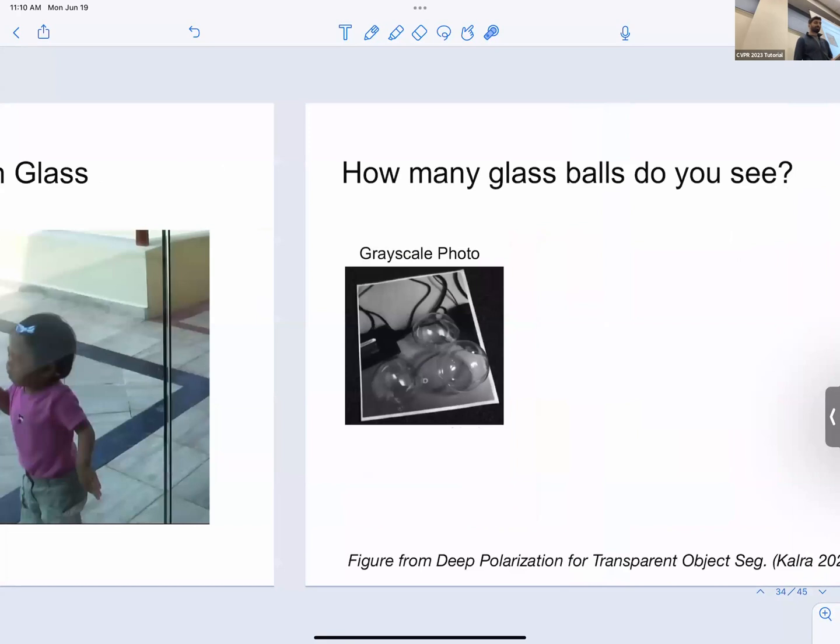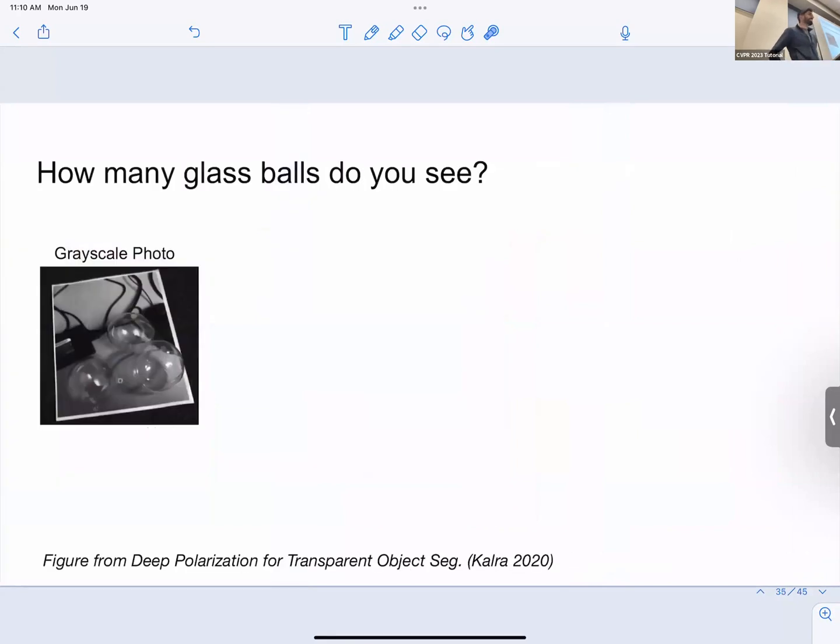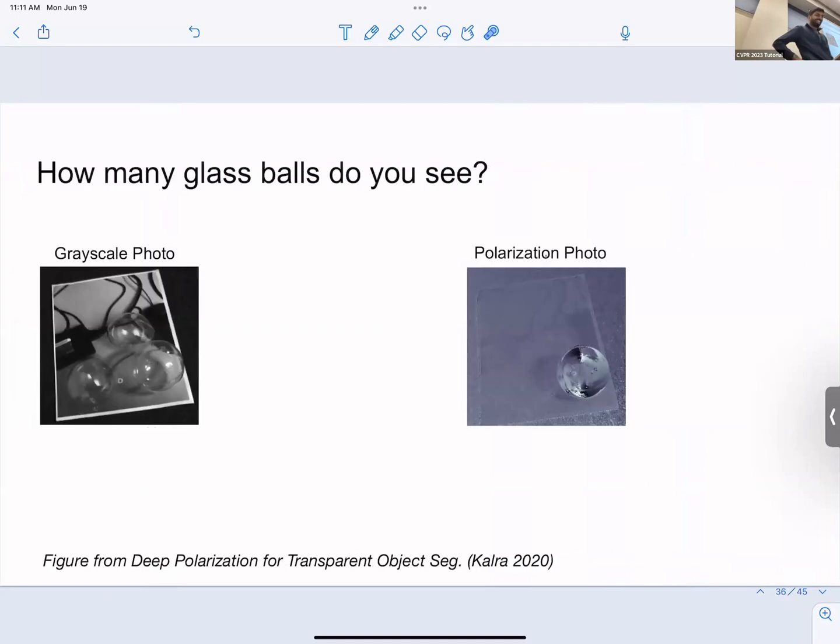So let me start with this motivating question. How many glass balls do you see here? Take a look at the figure and count how many glass balls you see. Anyone has a guess? 8? 5, okay. All right, so actually it's neither 8 nor 5, it turns out to be 1. There's only one glass ball in this photo, and that's because it's one glass ball on a printout of multiple glass balls, okay?